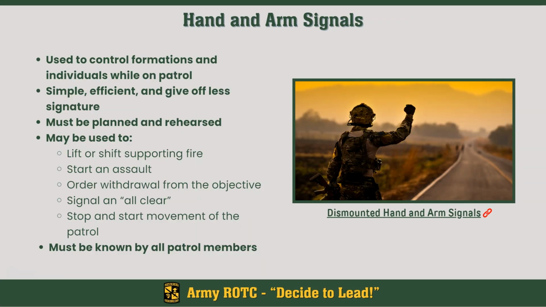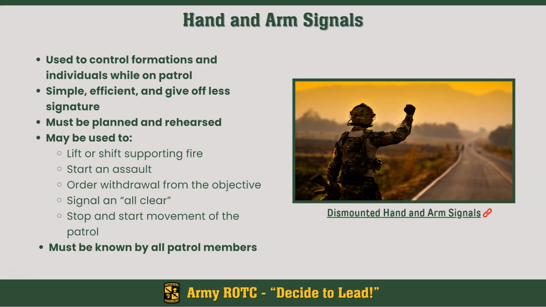All right, so what about hand and arm signals? Why do we use them? Well, we use them to control formations and individuals and to give some information while we're on patrol. They're used when we can't use our voice or radios or anything like that. We have to have the lowest signature possible. So they're simple and efficient, and they keep us pretty low profile.